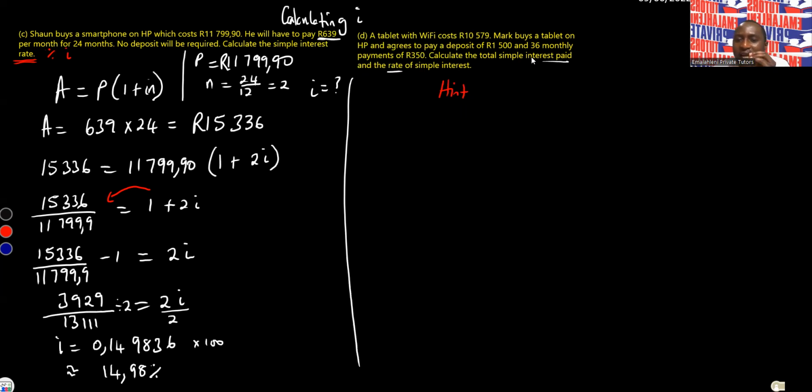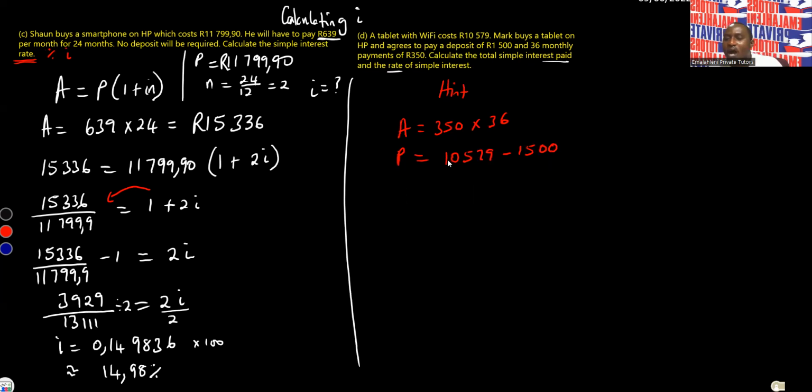Now what you need to get here is A. And A is going to be 350 times what is the amount there? 350 times 36. Then for P, the principal amount, the one that you're going to borrow from the bank, P is going to be equal to 10,579 minus 1,500. That's what you're going to deal with there.